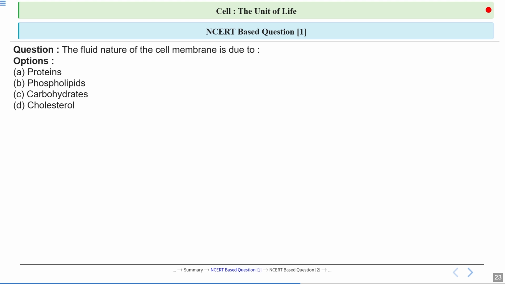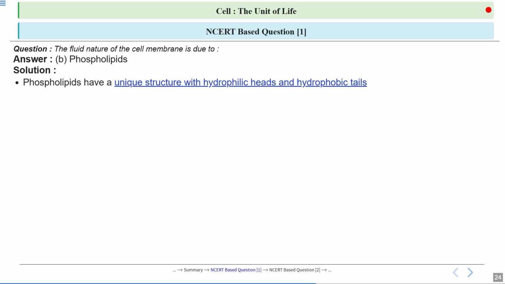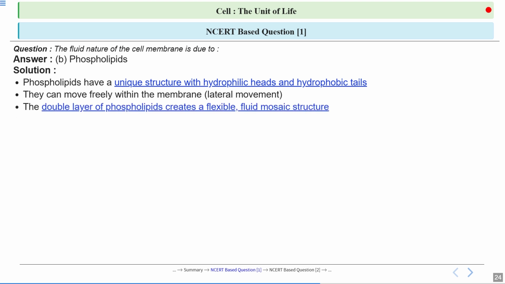Well, let's have a look at the answer. The answer is option number B, phospholipids, is the correct answer. The phospholipids have a unique structure with hydrophilic heads and hydrophobic tails. Means heads are water loving, tails are water repelling, so they can move freely within the membrane. Means there can be a lateral movement.